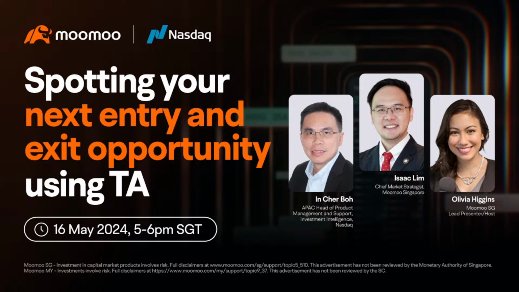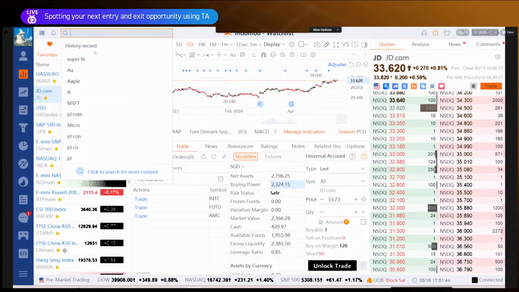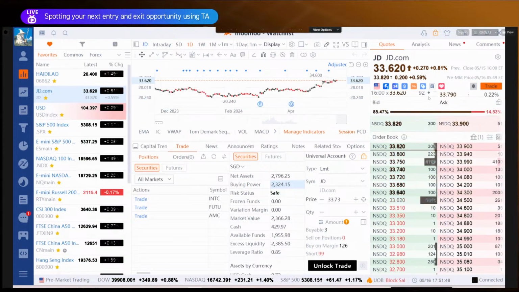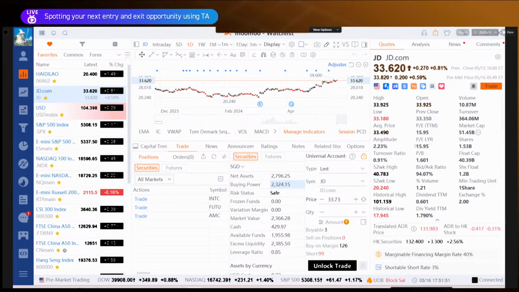Okay, very quickly. What I have here is JD.com. It was actually shared in my slides earlier. What you see now is the Moomoo platform on the PC desktop version. You can just search for JD.com, and that would bring up the chart. On the right-hand side, it will bring up all the fundamental data and price data that you need to know about JD.com.